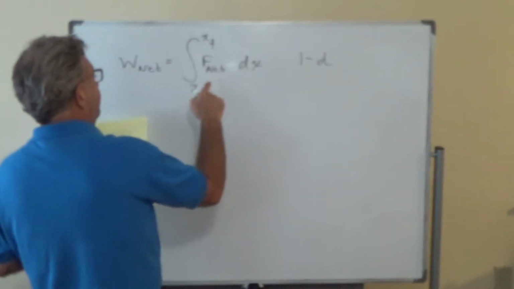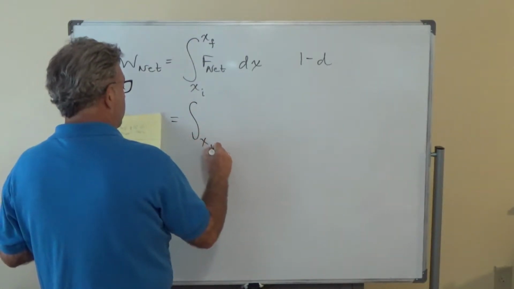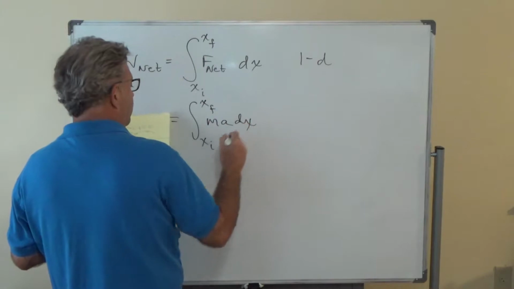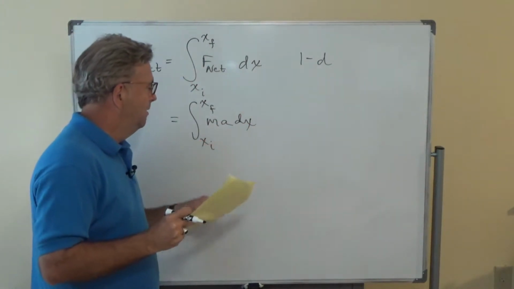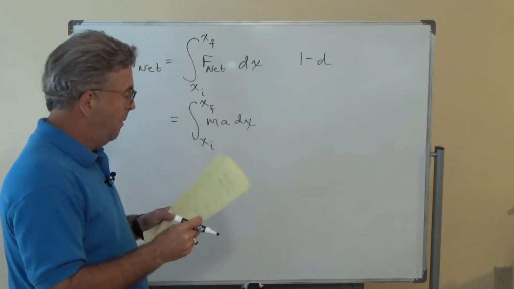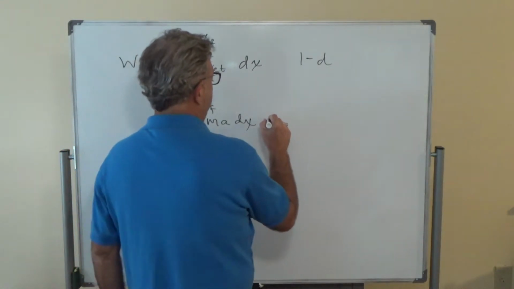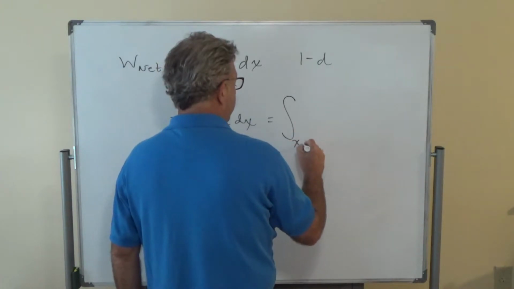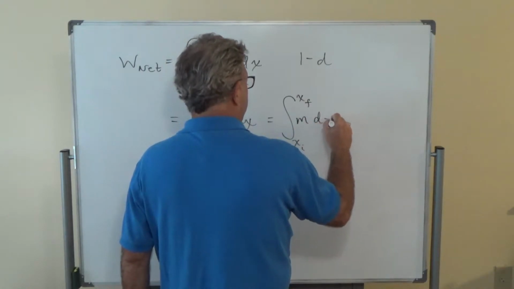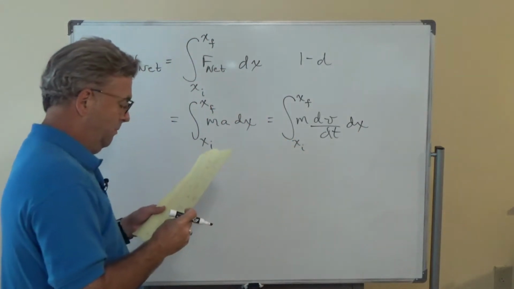We know that F net is equal to MA. So I'm going to replace this with MA dx because F equals MA. And this would be the acceleration in the x direction. But the acceleration is equal to dv dt. So this is equal to the integral from x initial to x final of m dv dt dx. Okay?